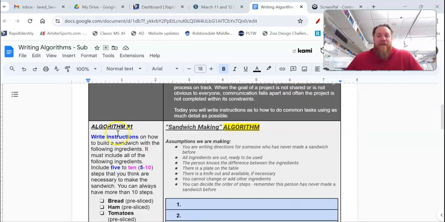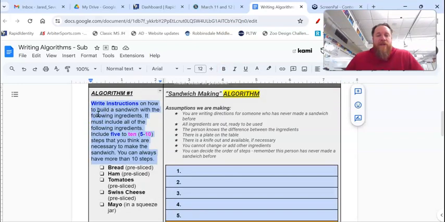So you're going to do 3 different tasks today. The first algorithm task is to write instructions on how to build a sandwich with the following ingredients. It must include all of the following ingredients. It can include 5 to 10 steps, or you can even add more steps that you think are necessary to make the sandwich. You can have more than 10 steps, but these are the ingredients that your sandwich must have. It needs to have bread, ham, tomatoes, Swiss cheese, and mayo. And in my opinion, this is the best sandwich ever, so that's why you're going to write an algorithm on how to make that.